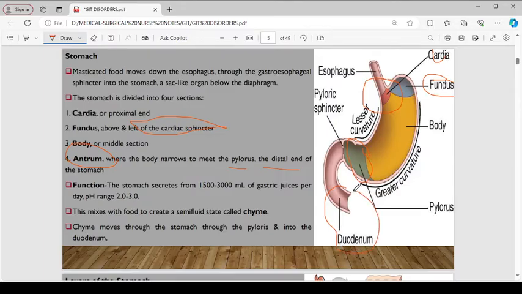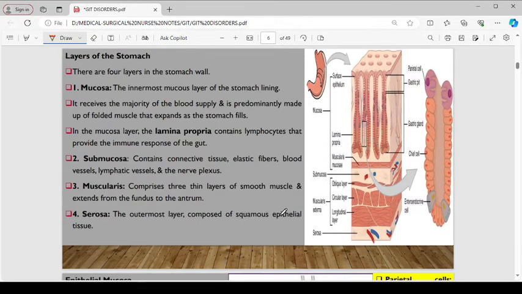So the stomach secretes around 1.5 to 3 mLs of gastric juices per day, and the pH ranges between 2 to 3. This is attributed to HCl, hydrochloric acid. These gastric juices will mix with the food to create a semi-fluid state that we commonly refer to as the chyme. The chyme will move through the stomach, through the pylorus into the duodenum.